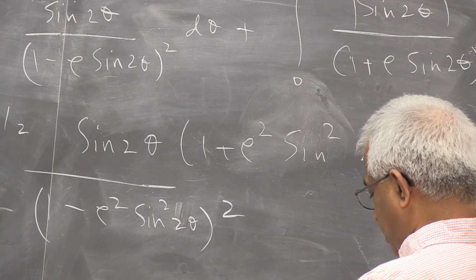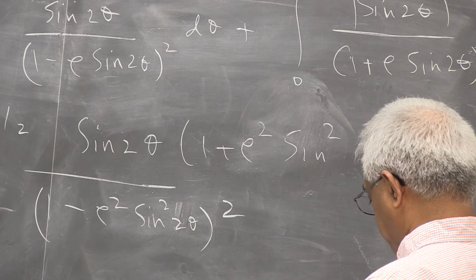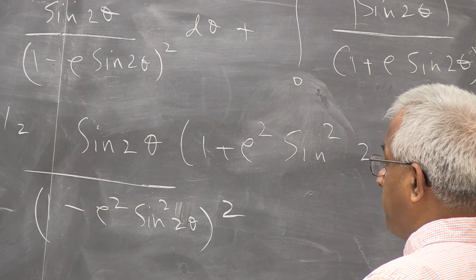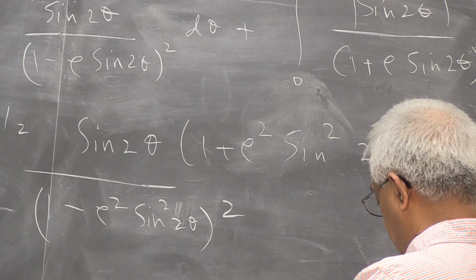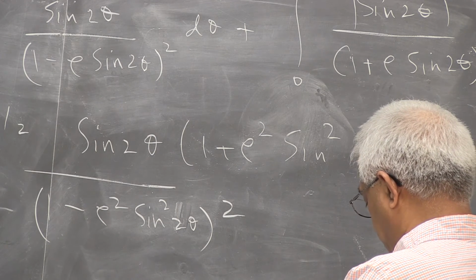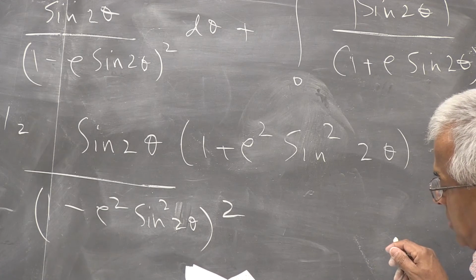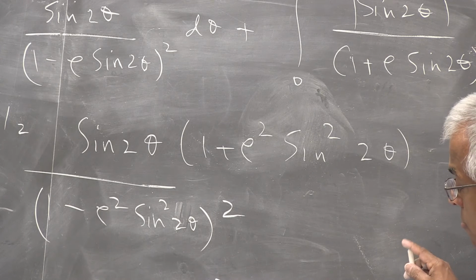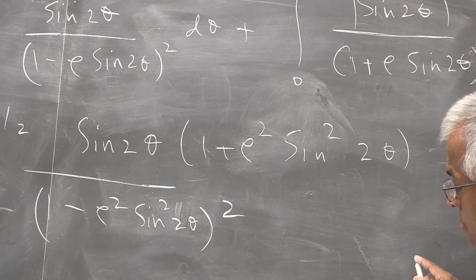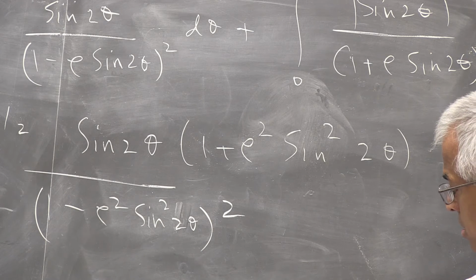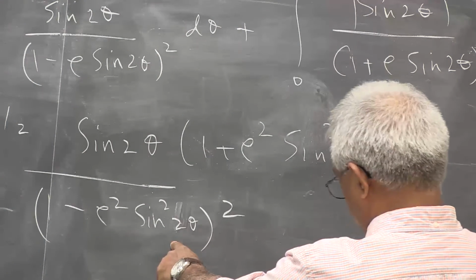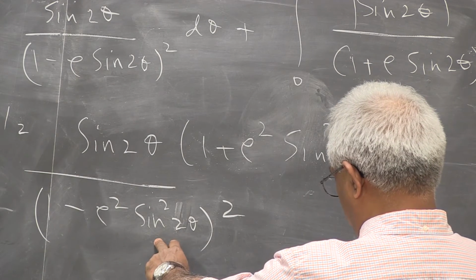So now you can convert this into a variable quickly, because maybe let me show you that step, then I'll skip this. So sine squared theta we can write in terms of cos 2 theta.